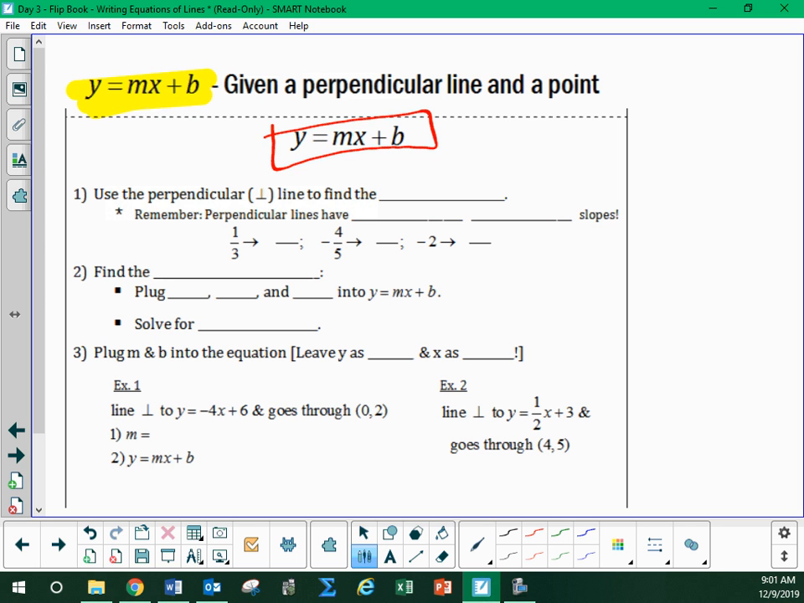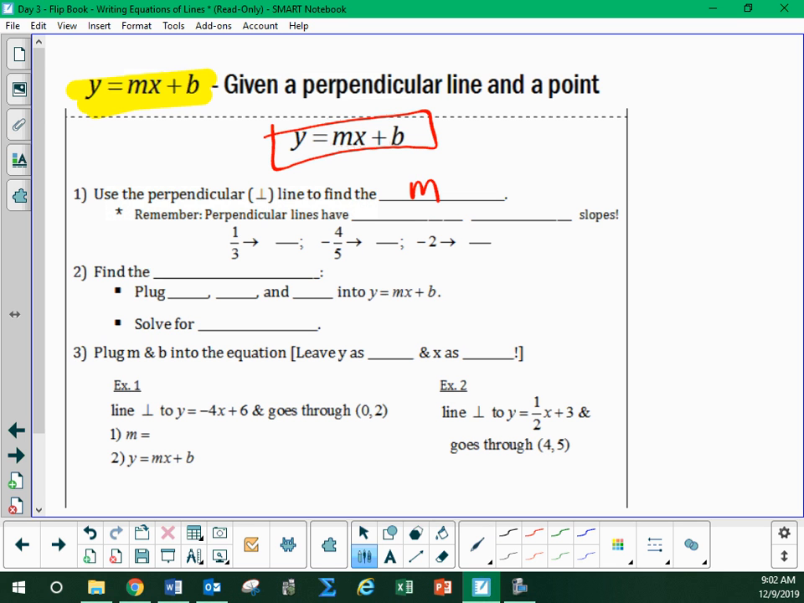Slope-intercept form. So this is when they tell us the point, but they don't give us the slope. Instead, they tell us it's perpendicular or something. Okay? So last class we did when it was parallel to something. And when they were parallel, they had the same slope. Well, for perpendicular, it's different. So again, we have to first find our slope. But in order to find our slope, we have to look at our perpendicular line. So use the perpendicular line to find the slope.